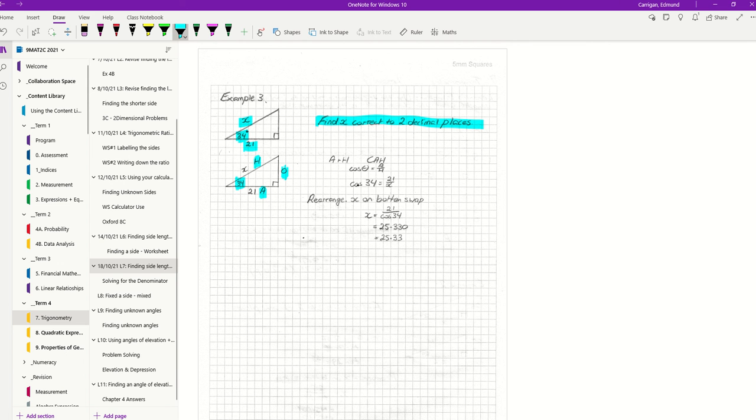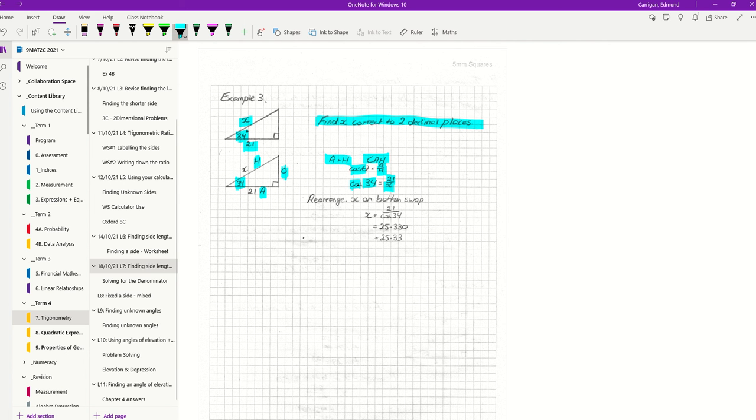Looking at what we've matched up, I've got an x next to the H. I've got a 21 next to the A. So A and H are the two that I'm looking at. So my ratio is K, because A and H are in that one. So cos theta is equal to A on H. Substituting them in, the angle is 34. Cos 34 is equal to 21, which is our A, on x, which is our H.